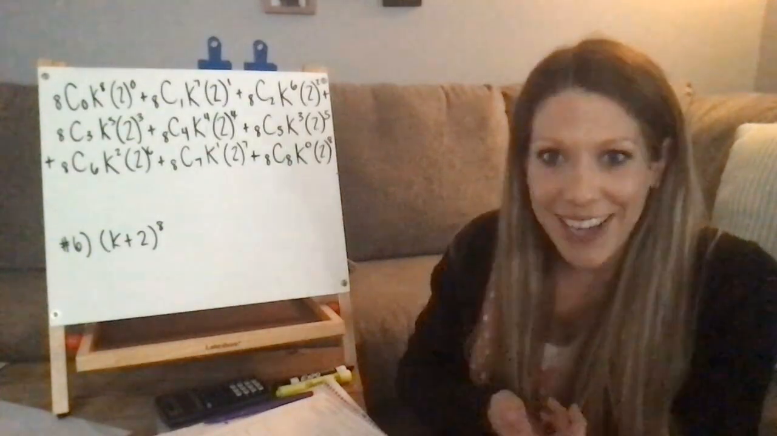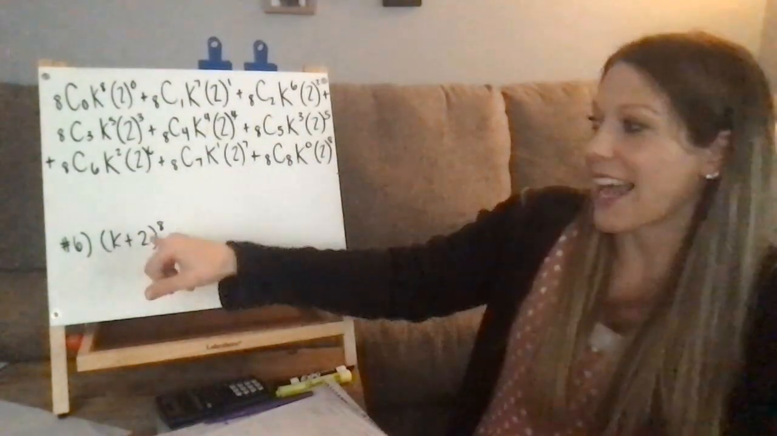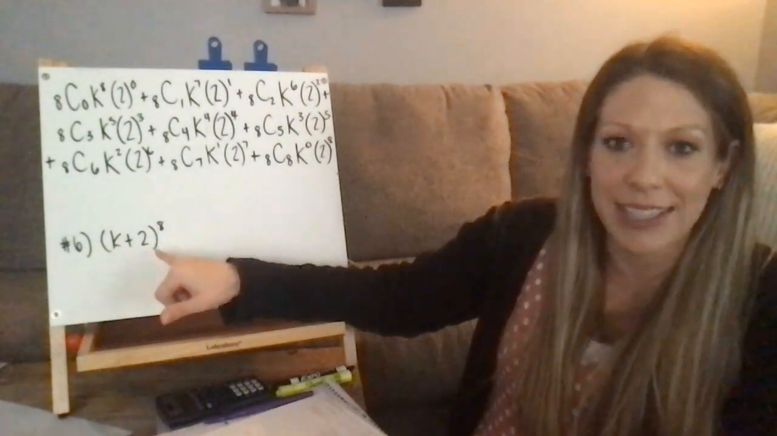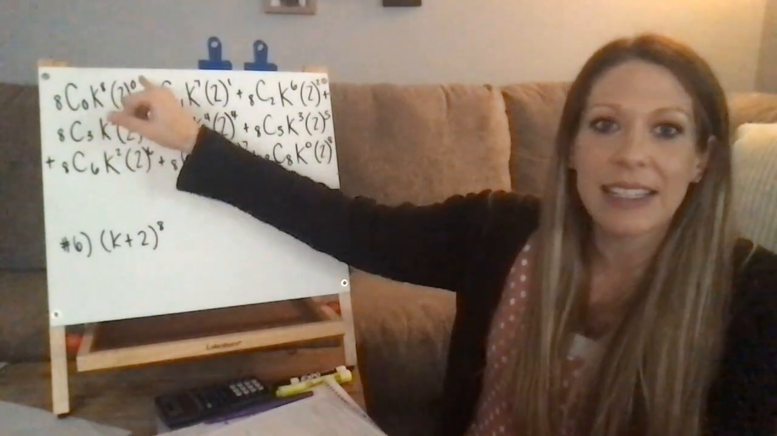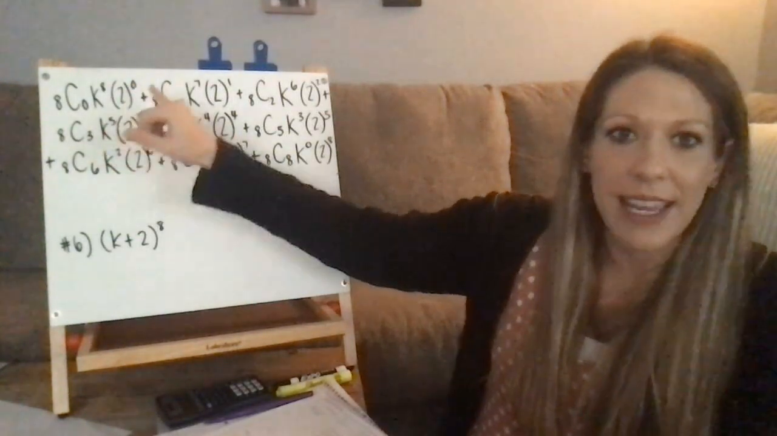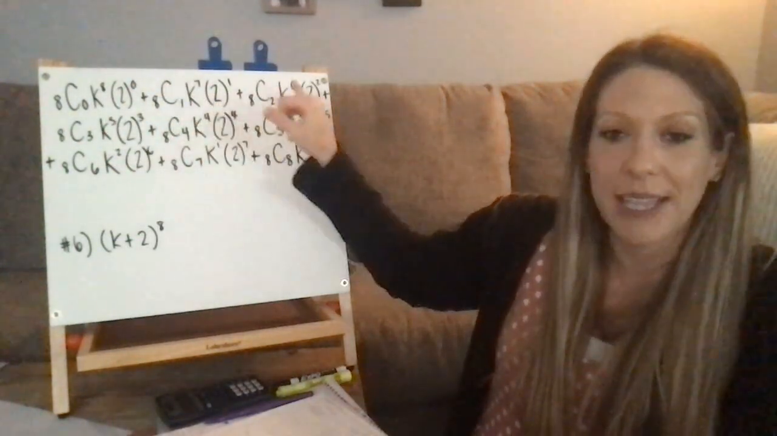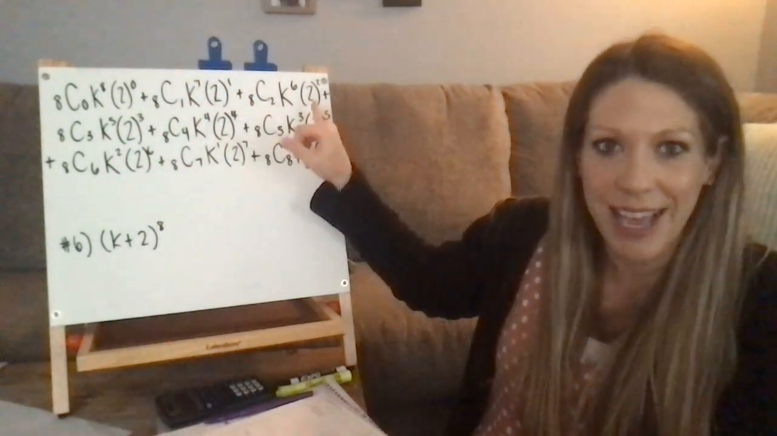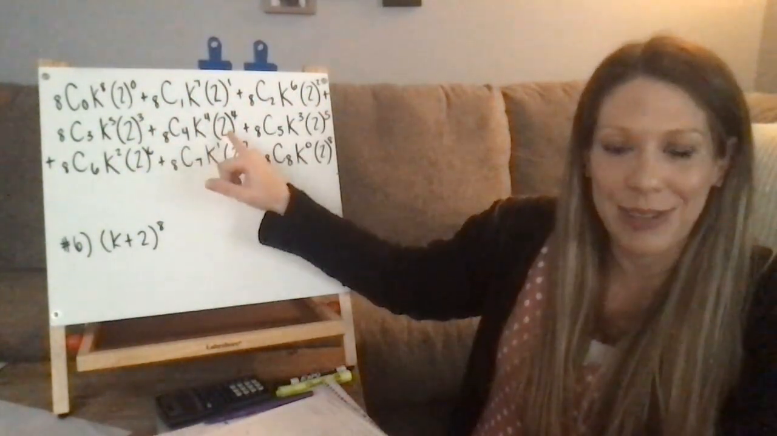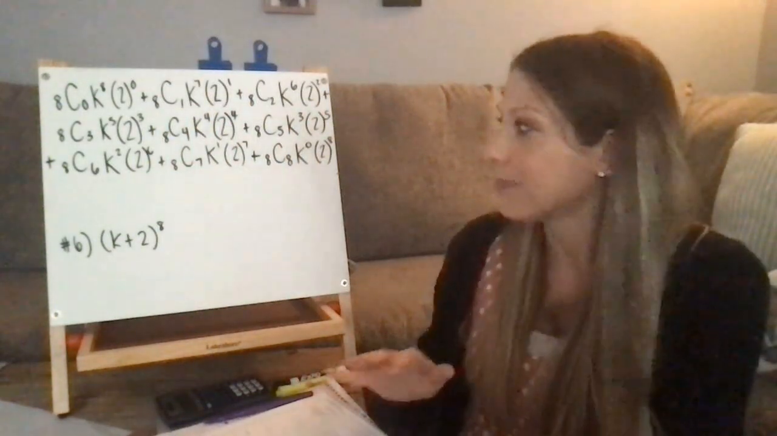And then the last shortcut here is we're taking that second term in the binomial. In this case, it's just a 2. And we start by raising it to the 0 power, and then each term, we're raising that by 1. So 2 to the 0, 2 to the 1st, 2 to the 2nd, 2 to the 3rd, 2 to the 4th, and so on and so forth.